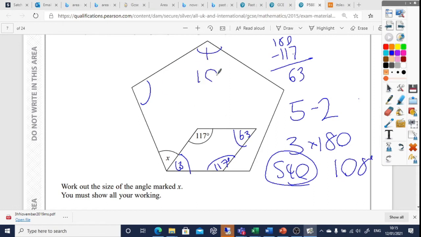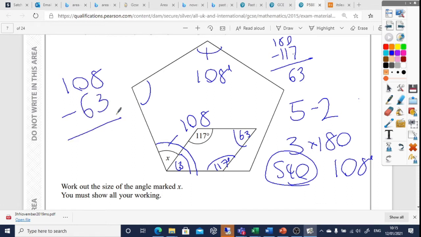So I know that's 108. All of them are 108. So I actually know all of this is 108. So to work out a little bit, I'll do 108, take away 63, because that's what's left, which leaves me with 45. So that angle there is 45 degrees.